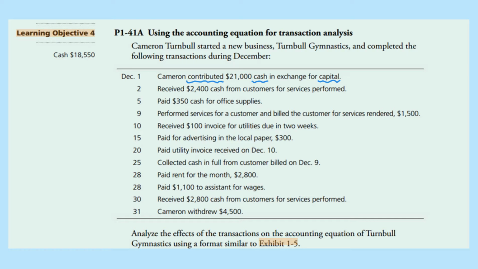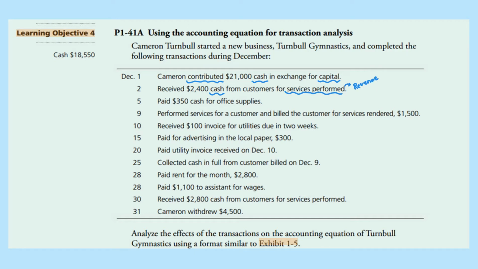Now, on December 2nd, received 2,400 cash from customers for services performed. So again, received cash. So this is the first account affected. Received means my cash went up, okay? From customers for services performed. Performed means it's earned, provided. So I need to record what? I need to record revenue. It's revenue.